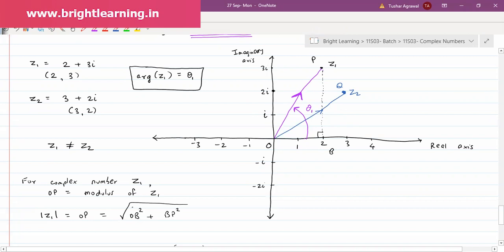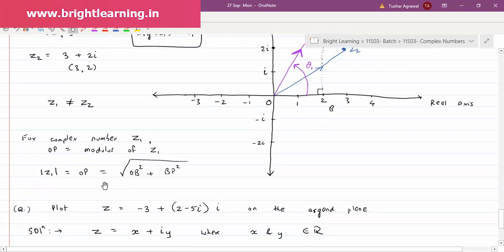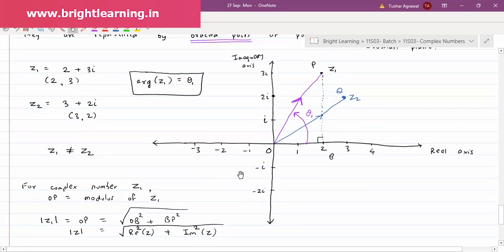Everybody will agree with me. What is OB? OB is the real part of Z, its square. What is BP? BP is the imaginary part of Z, its square. Their addition, and it's under root. Simple Pythagoras theorem, nothing more. Clear? Yes or no?